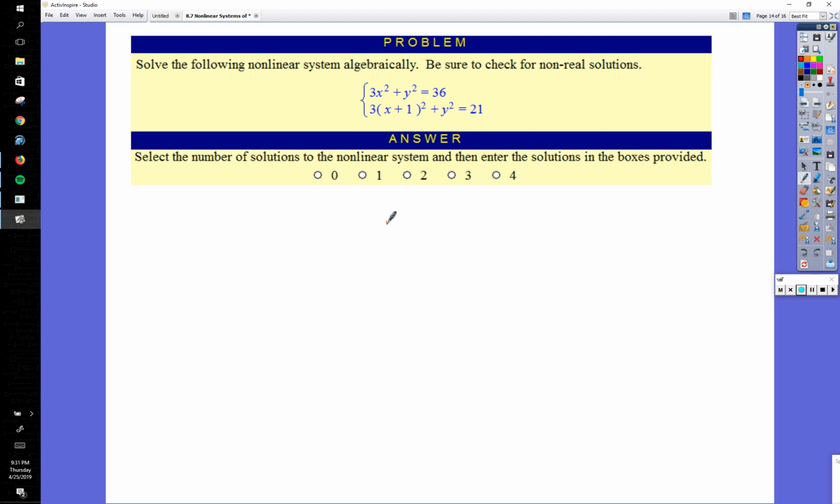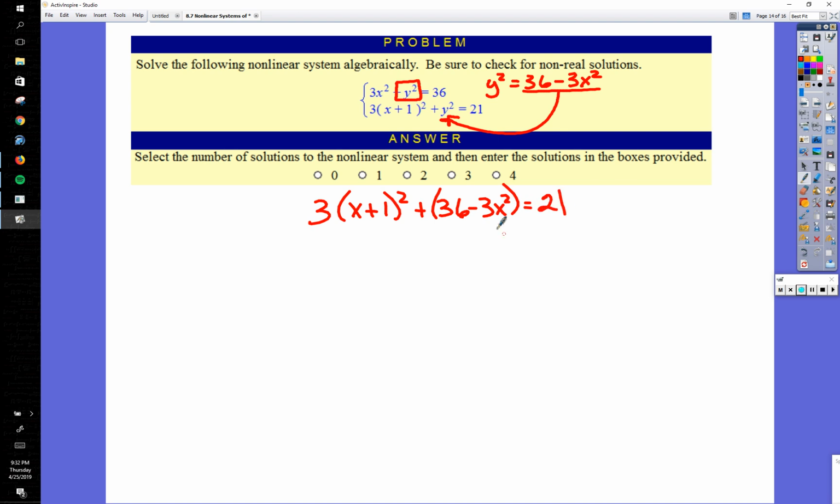So to me, when I look at this, I really feel like I can probably substitute something in for y squared. So maybe if I get this y squared alone, I can use that substitution into the second equation. So if I subtract 3x squared, then that allows me to write this with y squared isolated. And now what I can do is take 36 minus 3x squared and substitute that into the second equation. So we end up getting this for my new second equation. So instead of y squared, I end up having 36 minus 3x squared, I'm going to put it in brackets just to remind us, okay, equals 21. And now we go ahead and solve.